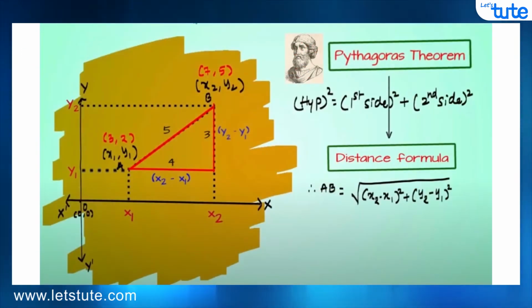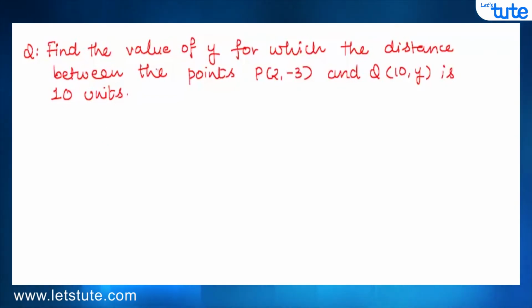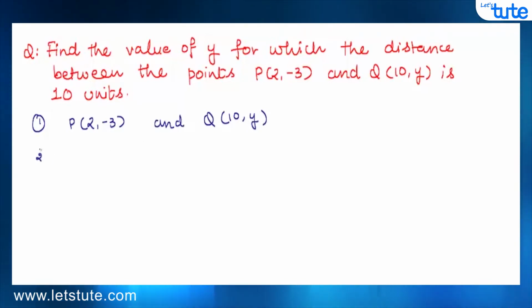It says, find the value of y for which the distance between the points P(2, -3) and Q(10, y) is 10 units. Let us first try to gather the information given. Number one, we are given 2 points: point P with coordinates (2, -3), and point Q with coordinates (10, y). And point number 2 is that we are given the distance between them.